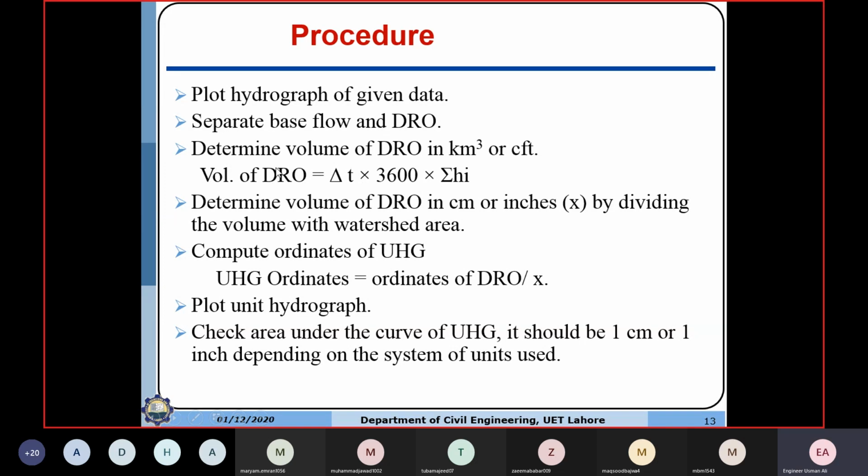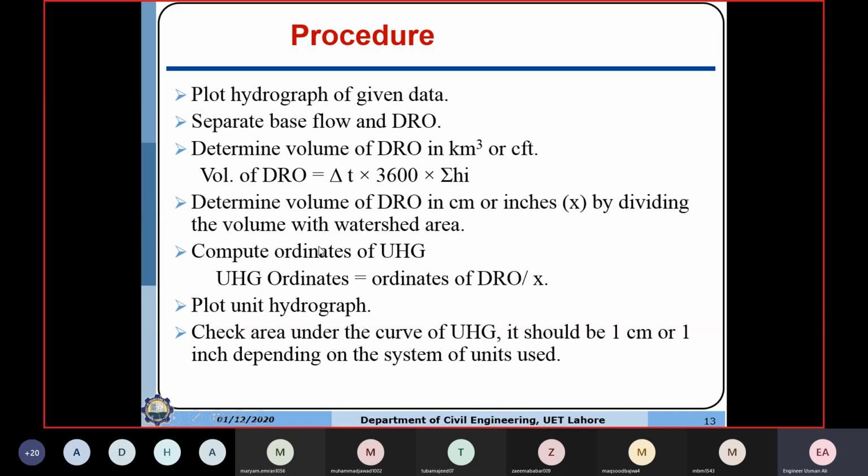How to find the volume of DRO? You will sum all the ordinates of DRO and multiply with the time step. Over here time step is 6 hours and you will convert hours into seconds. So 1 hour has 60 into 60, 3600 seconds. So by this formula or by finding the area under the DRO hydrograph, you can find the volume of DRO hydrograph.